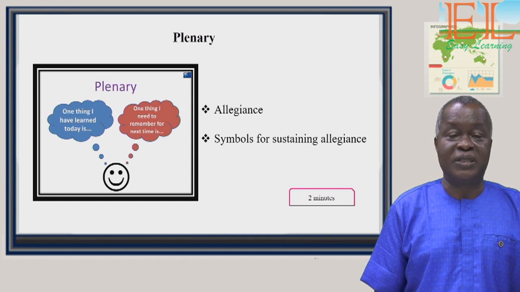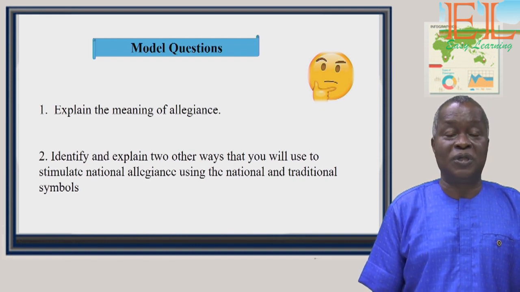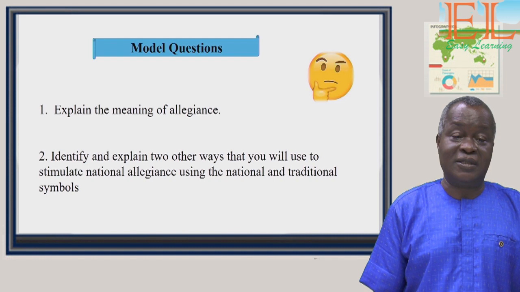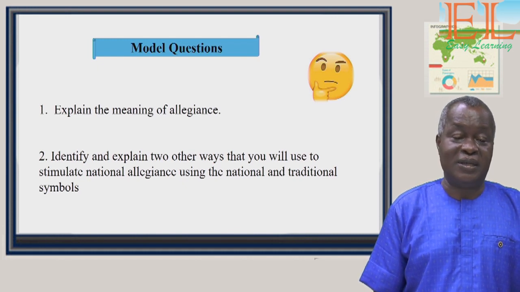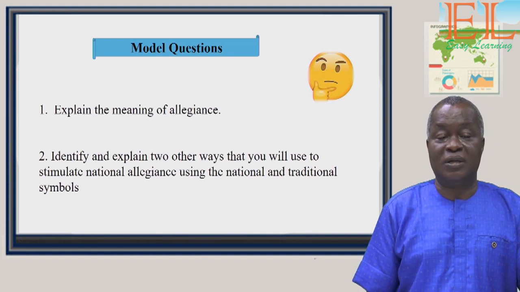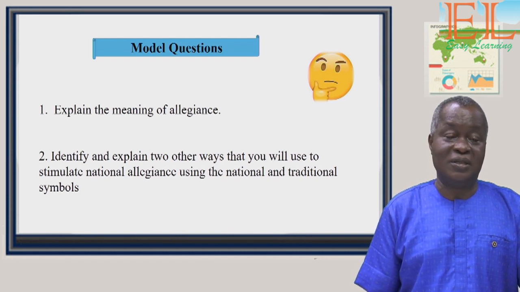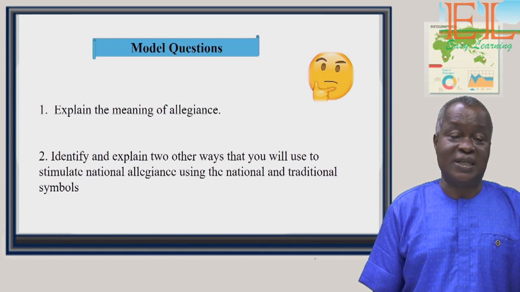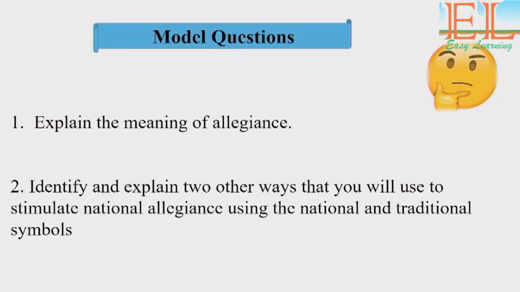For our model questions, which you need to answer on your own for the next lesson, we have: 1, explain the meaning of allegiance. 2, identify and explain 2 other ways that you use to stimulate national allegiance using the national and traditional symbols. I'm sure you'll be able to answer these questions and submit them for the next lesson.